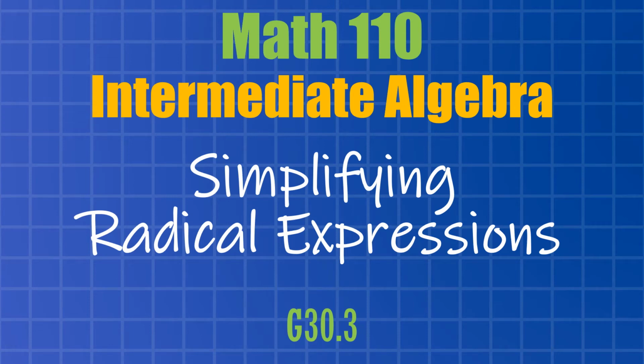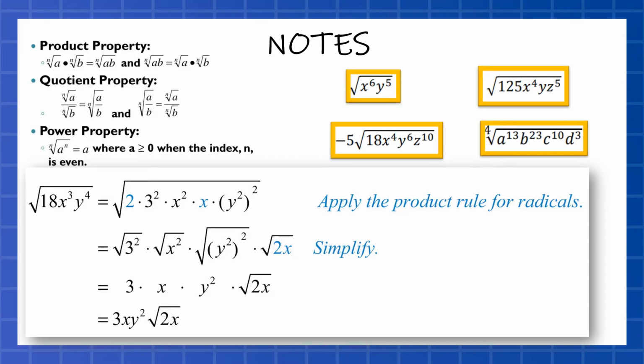Let's talk about simplifying radical expressions. This is a lot of notes all at once, but I want you to notice in this section we have 4 examples. Those are the 4 types of problems we're going to be doing. Here's one worked out already. And what we've done is we've applied a few of our properties of square roots.